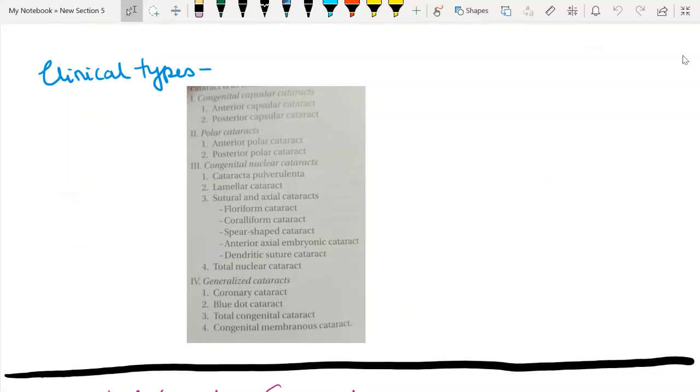And the fourth one is the generalized cataracts, which are the coronary type, blue dot cataract, the total congenital cataract, and congenital membranous cataract.